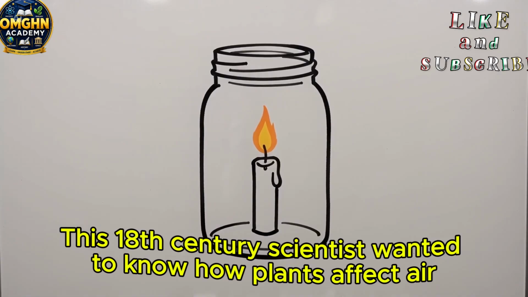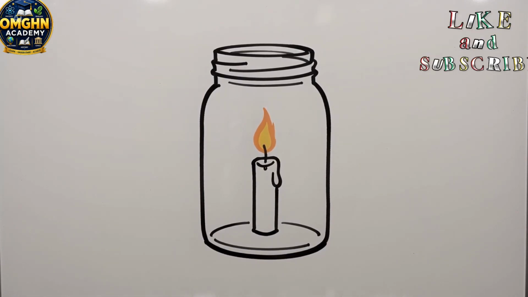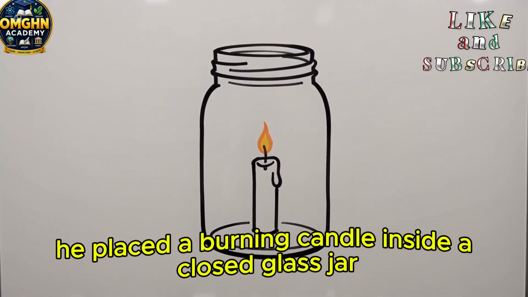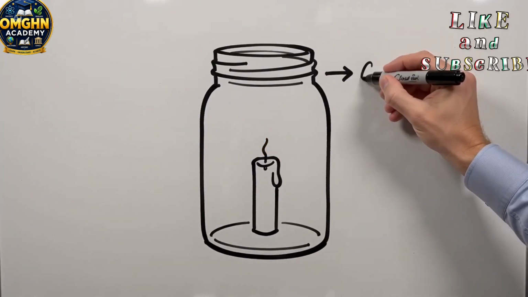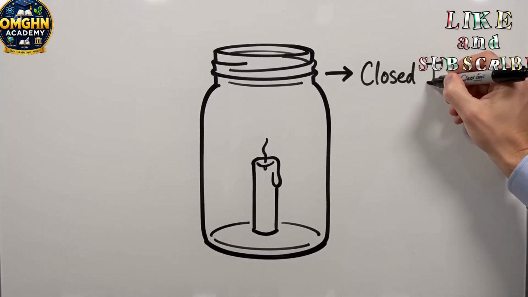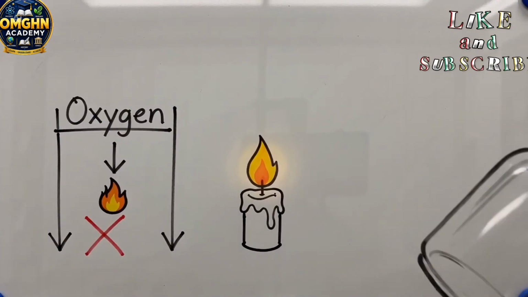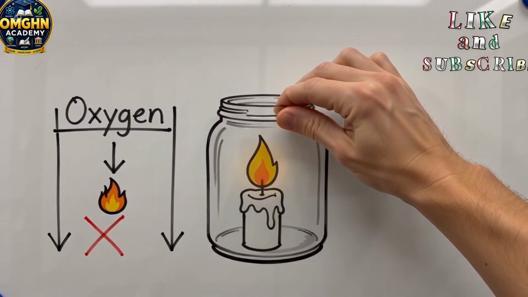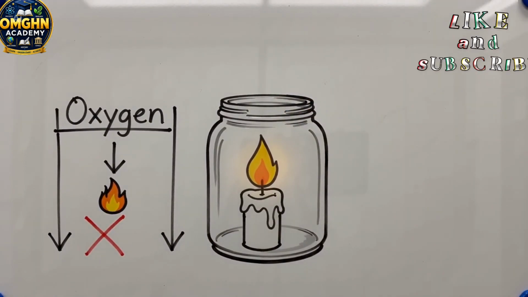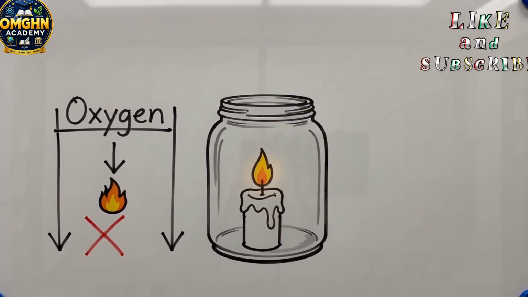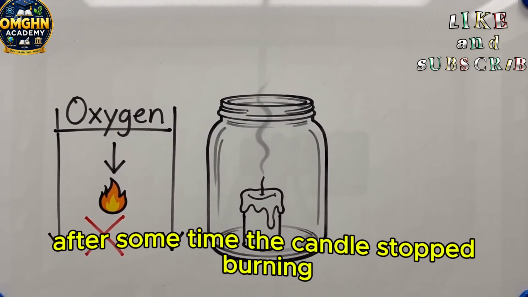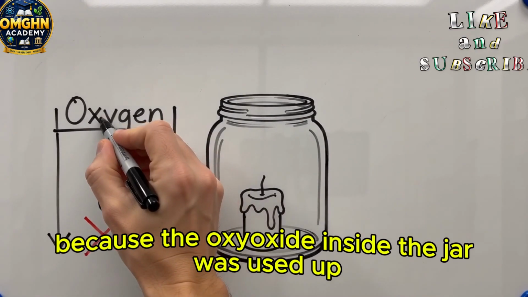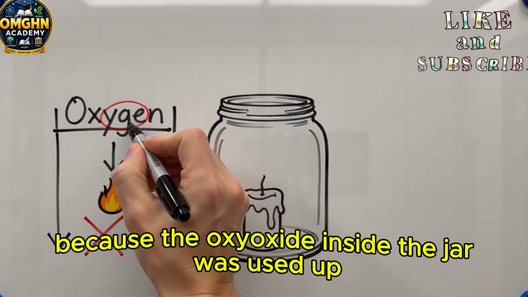This 18th century scientist, Priestley, wanted to know how plants affect air. He placed a burning candle inside a closed glass jar. After some time, the candle stopped burning because the oxygen inside the jar was used up.